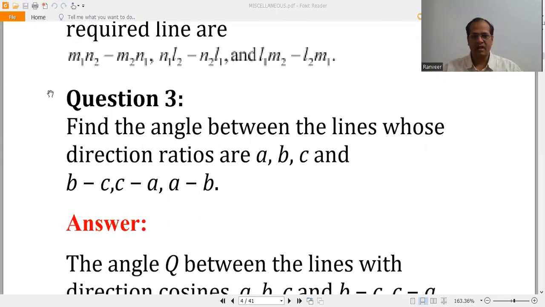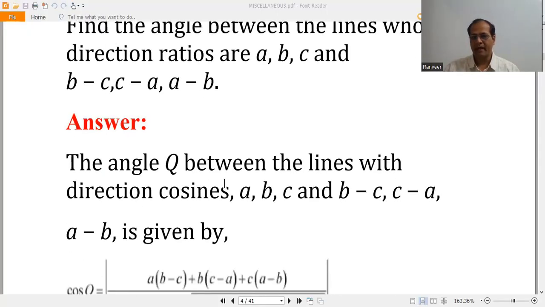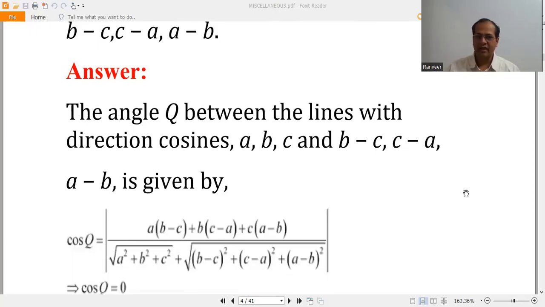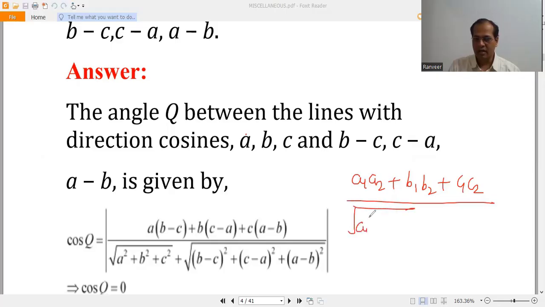Next question, question number 3. Find the angle between the lines whose direction ratios are a, b, c and b minus c, c minus a, a minus b. Now, if the direction ratios are given, we know that cos theta is equal to (a1 a2 plus b1 b2 plus c1 c2) divided by root under a1 square plus b1 square plus c1 square, and a2 square plus b2 square plus c2 square.